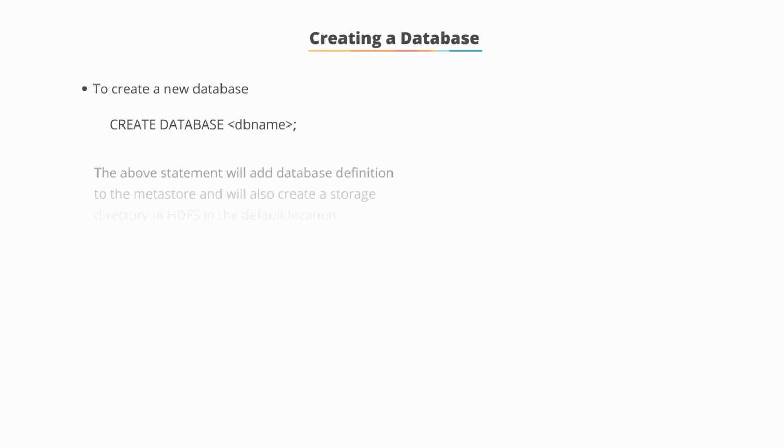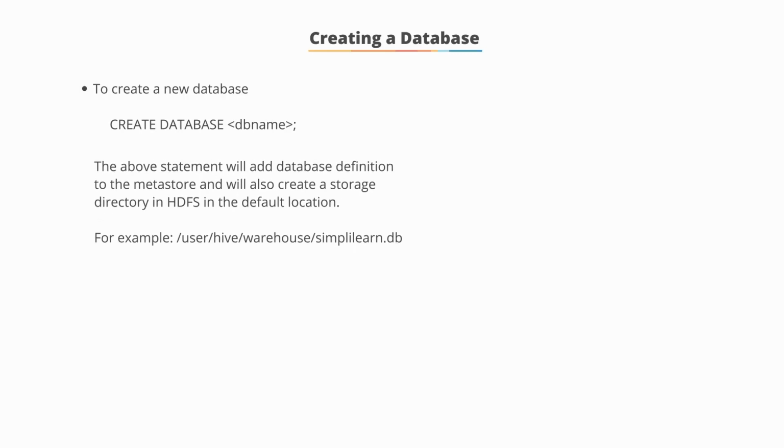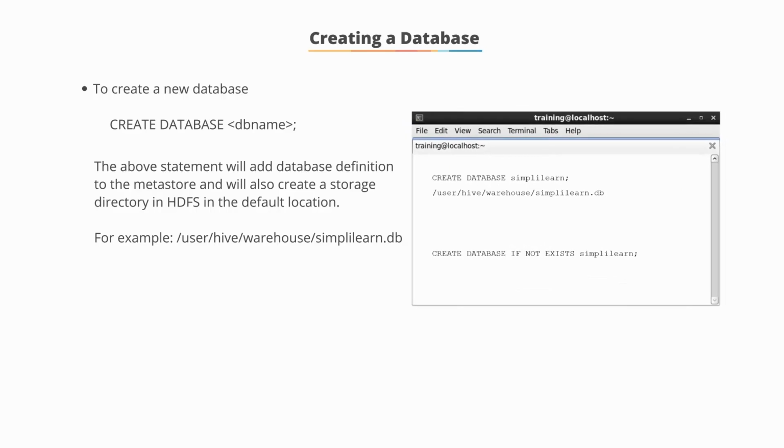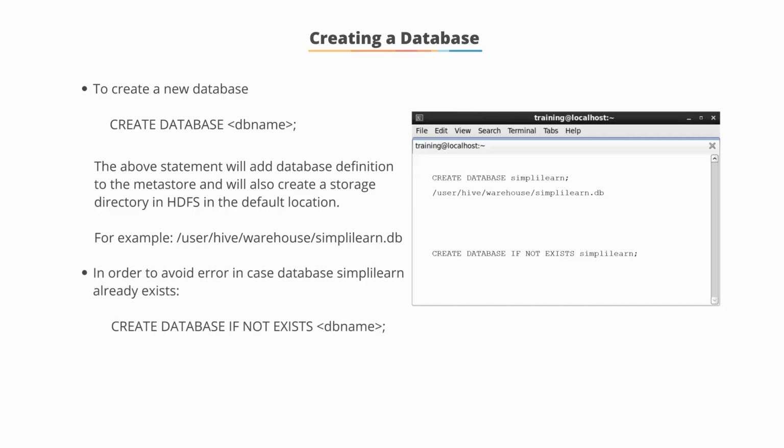Create a database. To create a new database, we will need to write the statement create database and the database name. In this example, we are creating a Simplilearn database. This will add database definitions to the Metastore, and it also creates a storage directory in the HDFS in the default location. To avoid an error in the case the database already exists, you will need to write create database if not exists and then the database name. This will test to ensure that the database does not already exist prior to its creation.